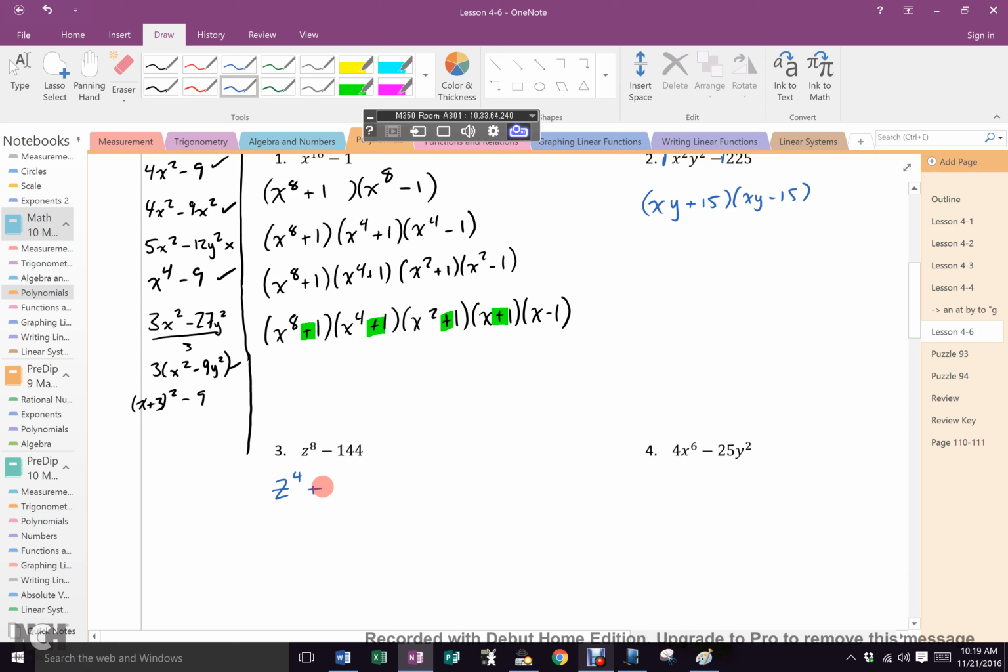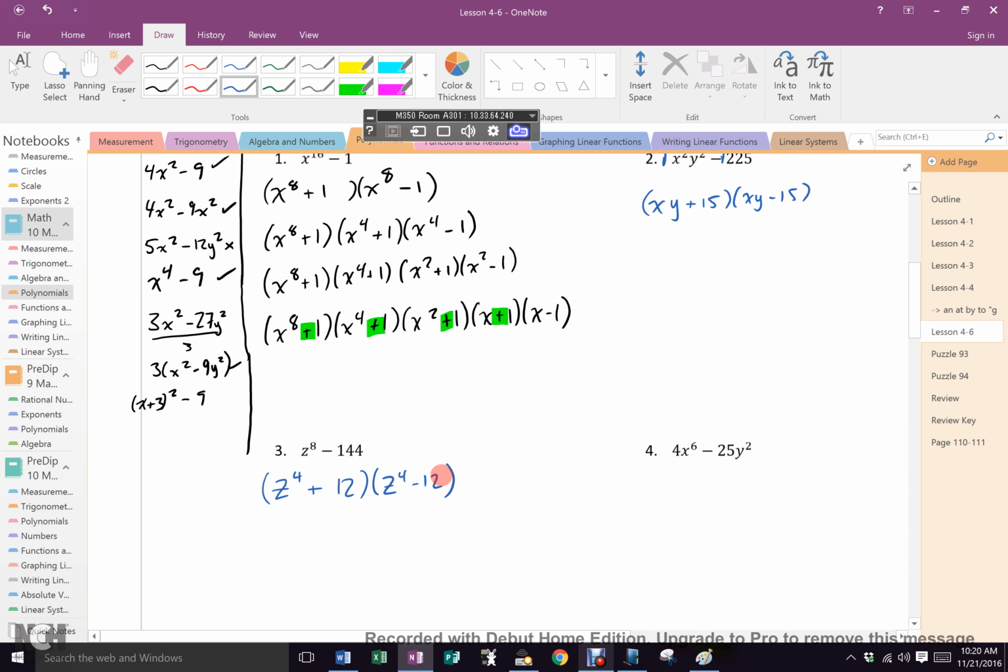4 plus 12. And then I just write it again. Z4 minus 12. Now, you all know from your exponent laws and our radical unit that when you are taking the square root of exponents, you just divide by 2, right? You should all be remembering that because we've done that to death.